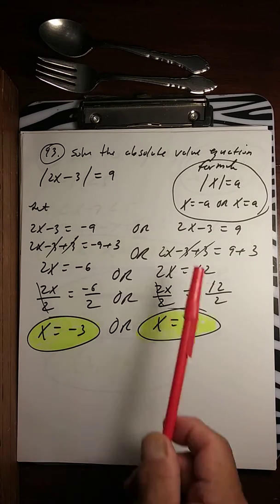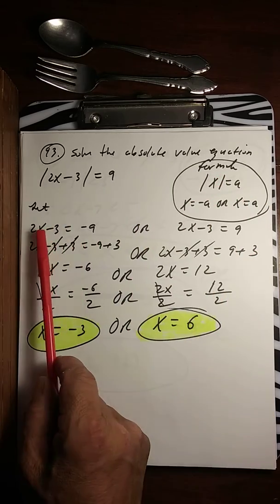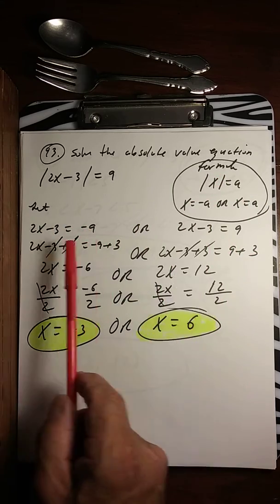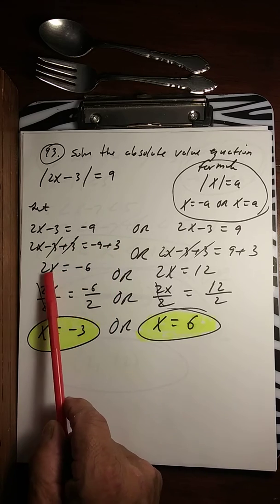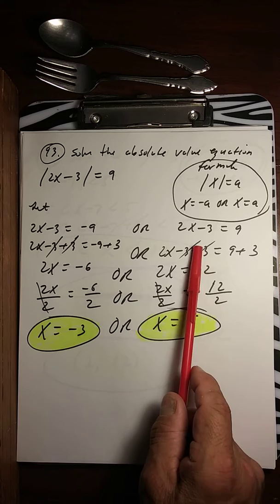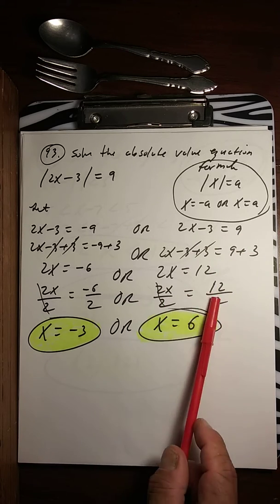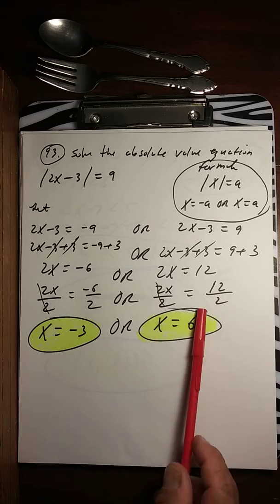Find the absolute value. The absolute value of 2x minus 3 equals 9. This absolute value is this. It's negative or positive. So it's equal to negative 9 or positive 9. Add 3, add 3. 2x is negative 6, divided by 2, divided by 2, x is negative 3. Or is equal to positive 9. And add 3, so 12 divided by 2, divided by 2, so negative 3 and 6.